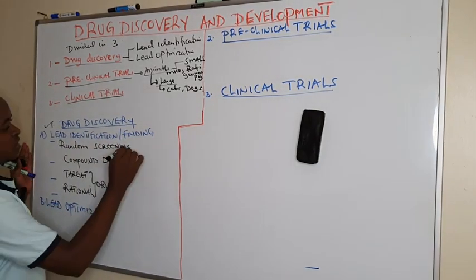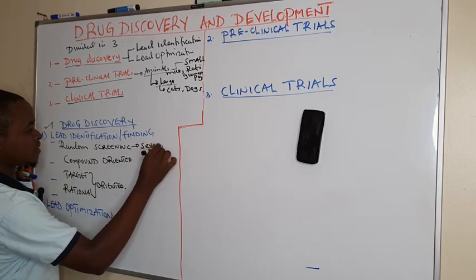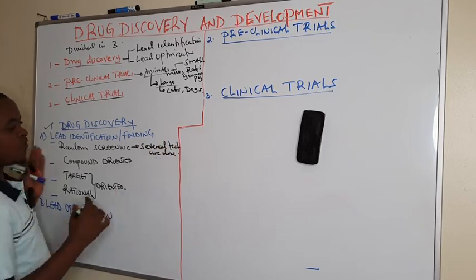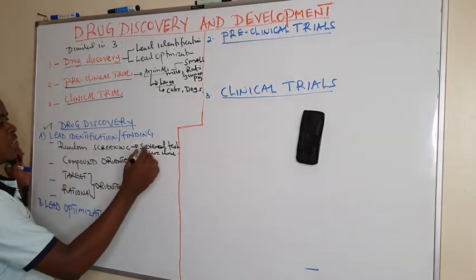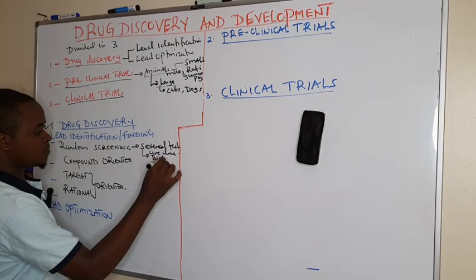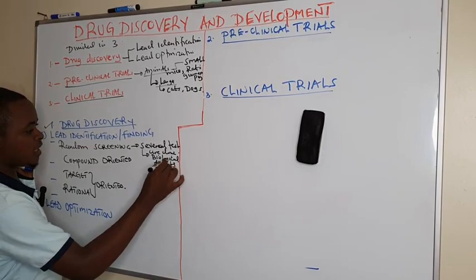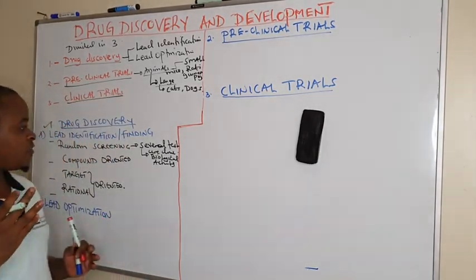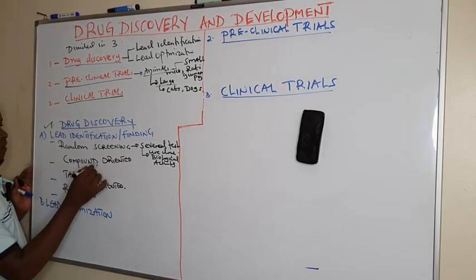Under random screening, we do several tests. Several lab tests are done to identify the chemical activity or the biological activity of the chemical. So here we are testing several compounds to determine the biological activity of the chemical which we want to be the lead. After finding the biological activity, another way of determining the lead is compound-oriented.